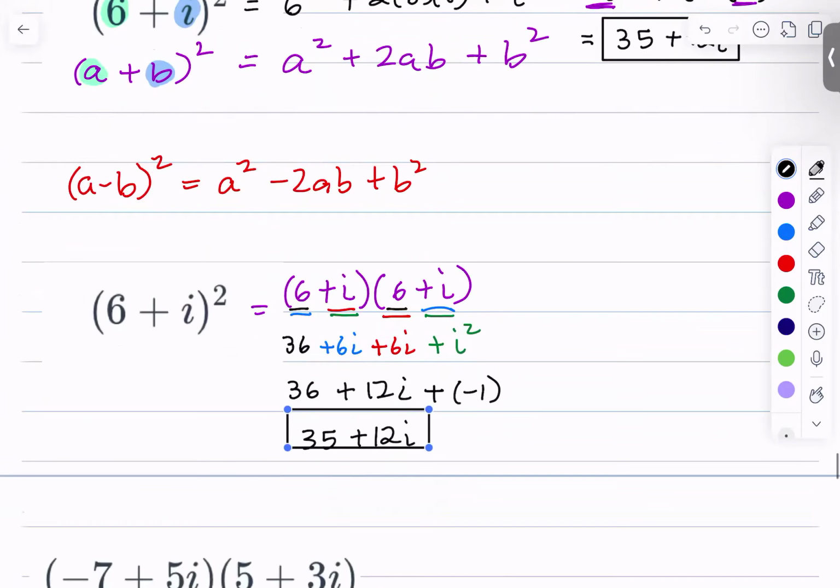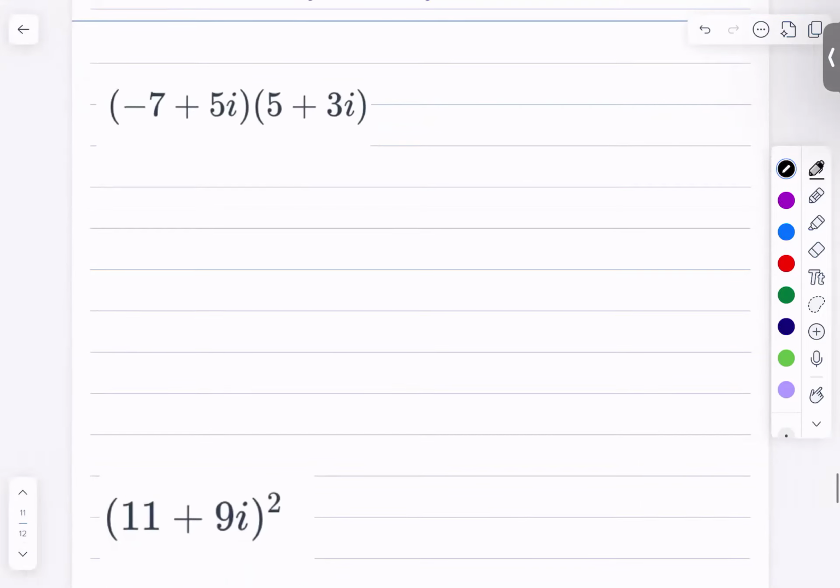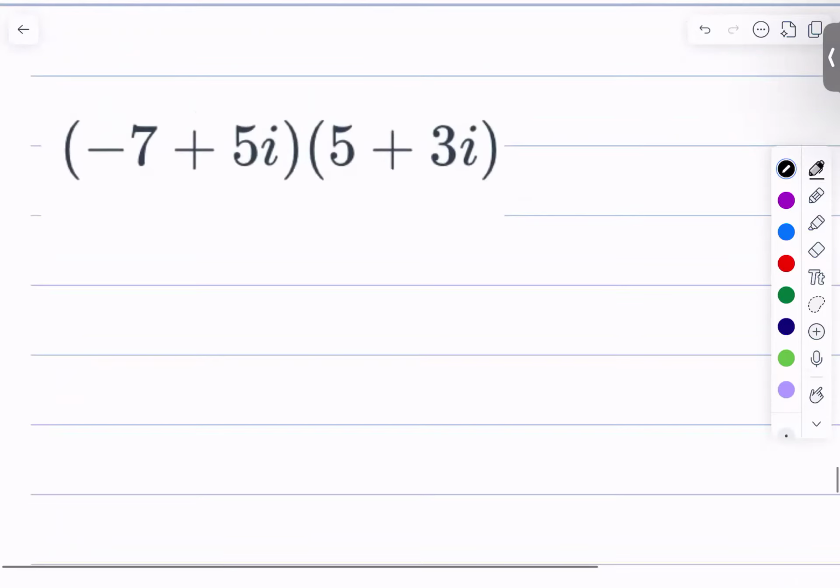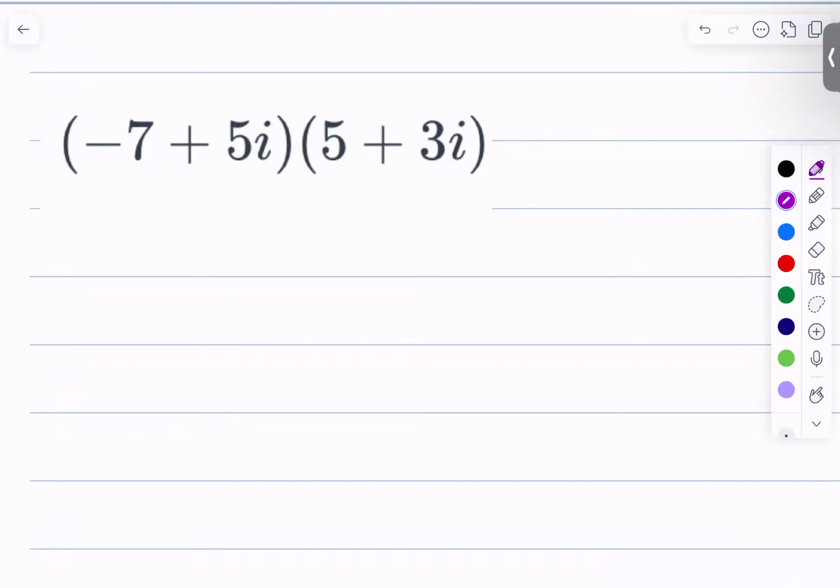So now I want you guys to try these two. Okay, so try it out and then we'll cover it in a little bit. So this first one here, again, I'm going to make sure that I multiply everything in my first parentheses to everything in my second parentheses.